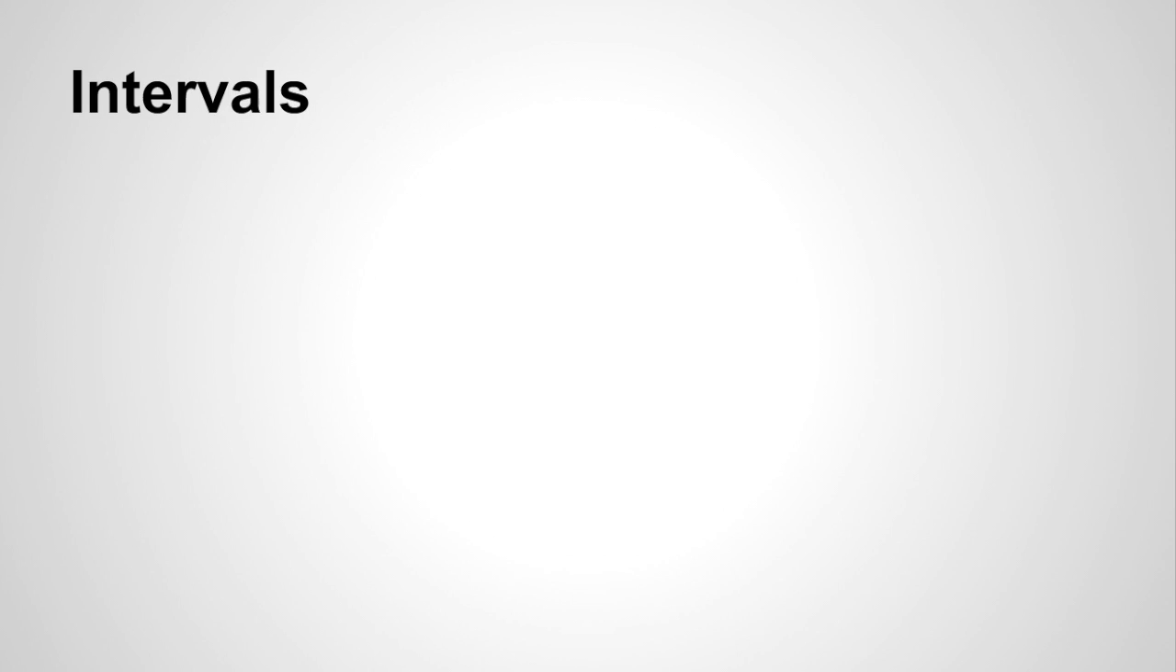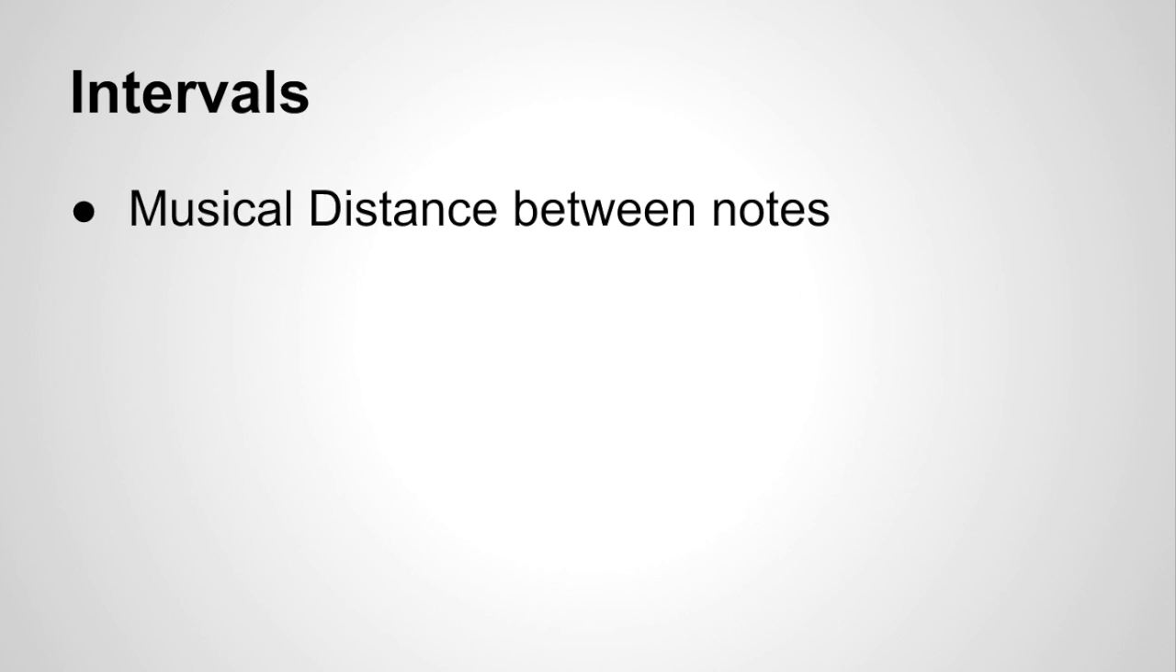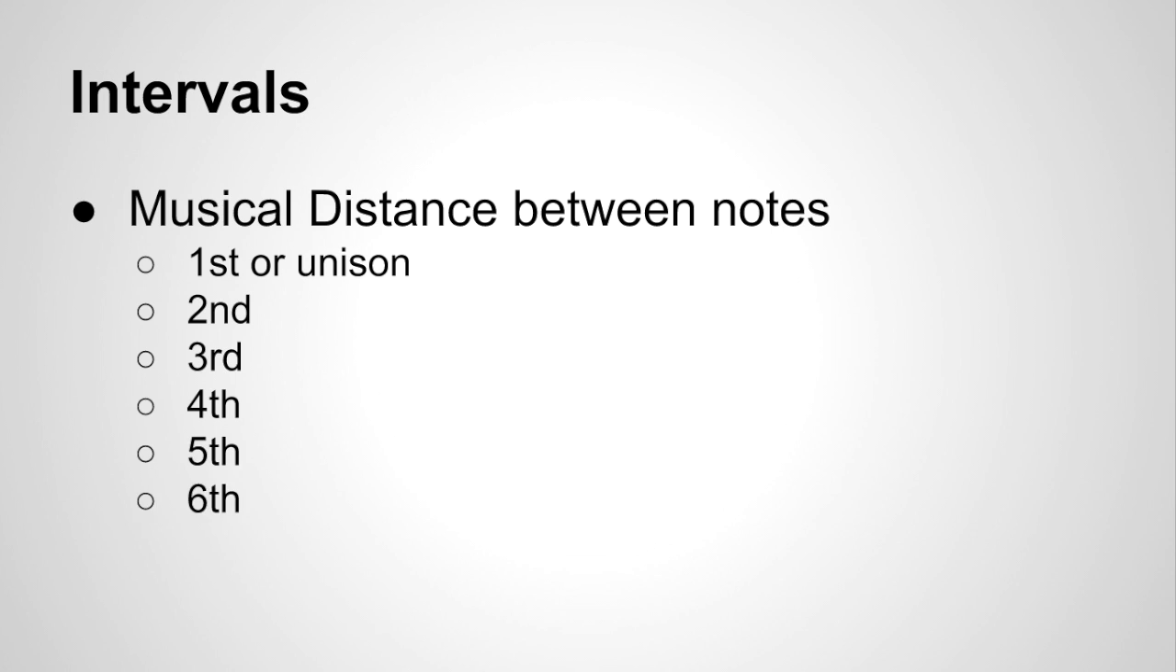So now, let's talk about intervals. Intervals are the musical distance between notes. So I can have notes that are a first or a unison apart, a second apart, a third away from each other, above or below, a fourth above or below a note, a fifth, a sixth, a seventh, an eighth, which is an octave, and so forth. We can keep going for as long as we want, basically.